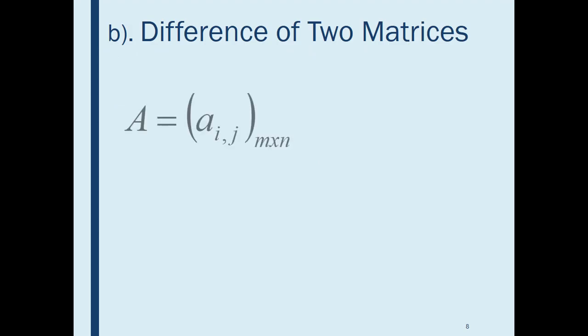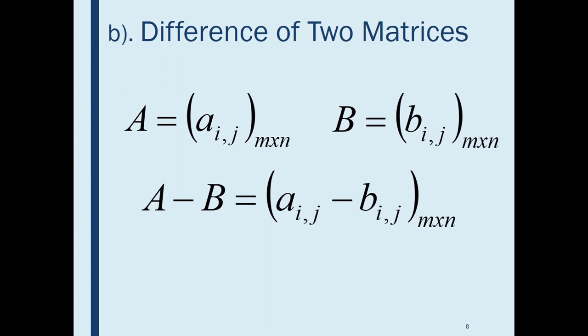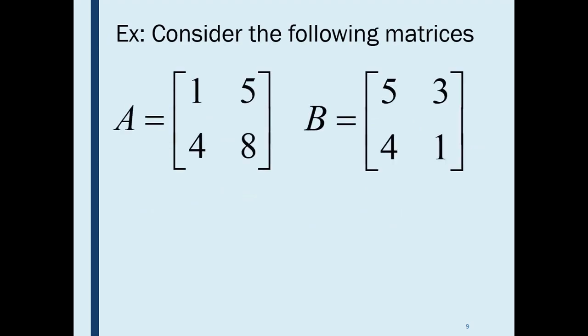Let's consider two general matrices with the same order m by n. Then subtraction of two matrices A minus B equal to matrix which has the same order, subtracting corresponding elements together. Moving to example, let's consider two matrices given here we used in previous addition, matrix A and matrix B. Then what is matrix A minus matrix B?